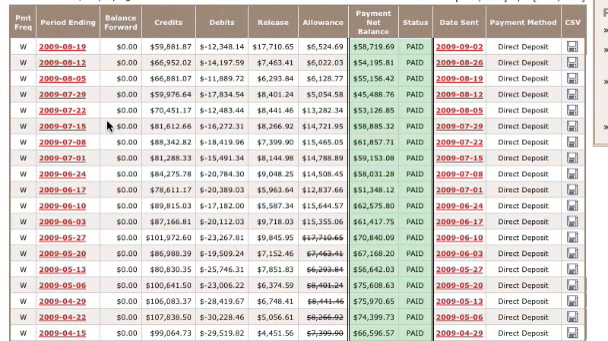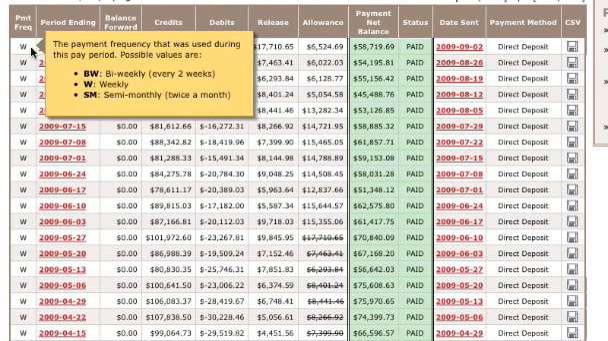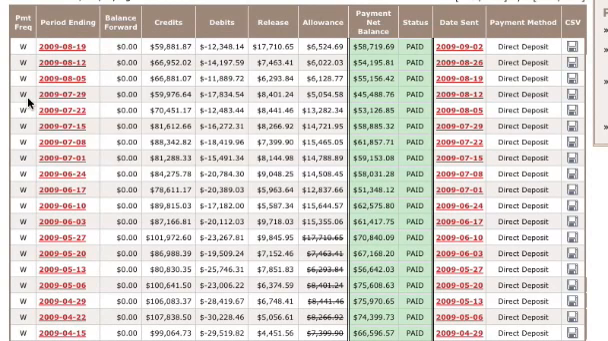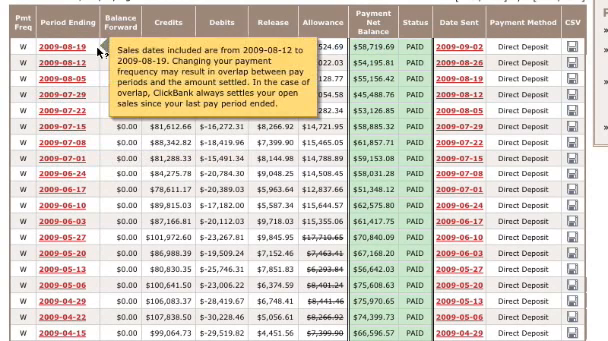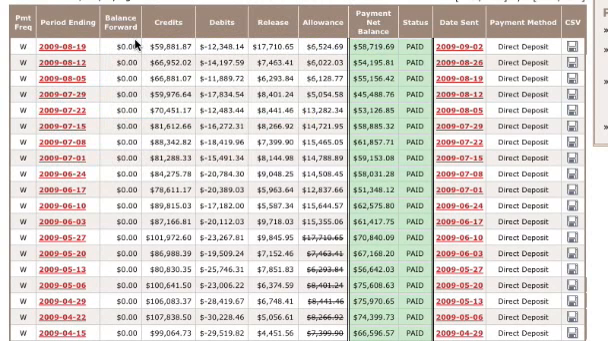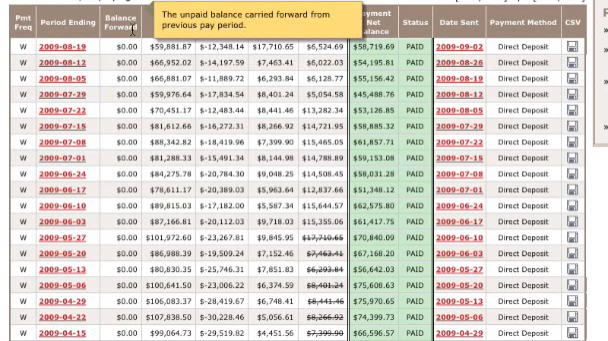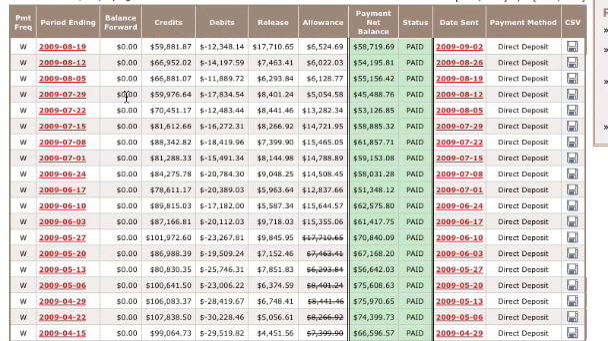So for payment frequency, you see the W's here. This stands for weekly. So the numbers you're looking at for each line item are for 1 week, and you can look at the period ending. The balance forward has always been 0 ever since I've been an affiliate for ClickBank, which has been over 7 years. Balance forward just says it's an unpaid balance carried forward from the previous pay period. I never worry about it because no numbers ever show up there.